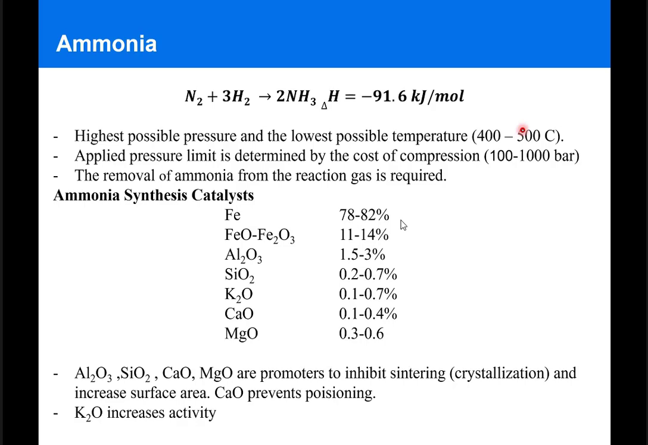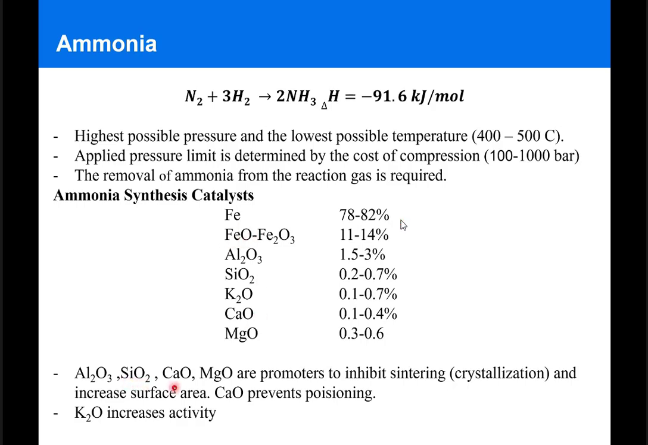The limit of the applied pressure is determined by the cost of compression, and it's typically between 100 and 1000 bar. And the reaction can be shifted further to completion by the removal of the produced ammonia from the reaction medium. The reaction is conducted over the surface of a catalyst that is mainly an iron catalyst with around 80% iron on a support composed of these oxides shown right here.